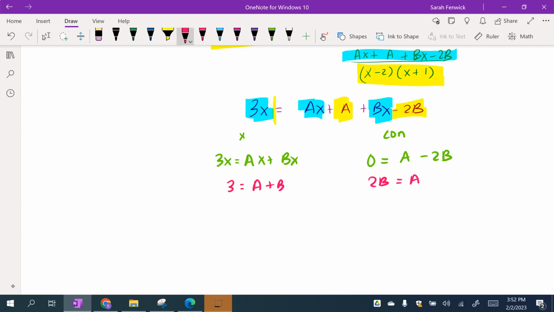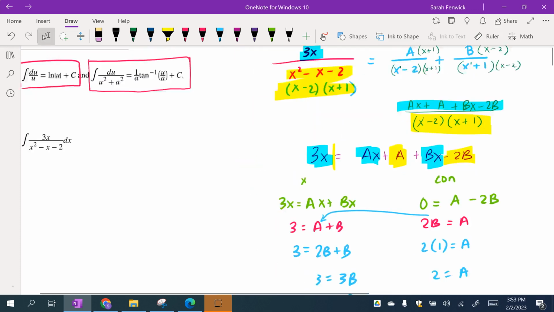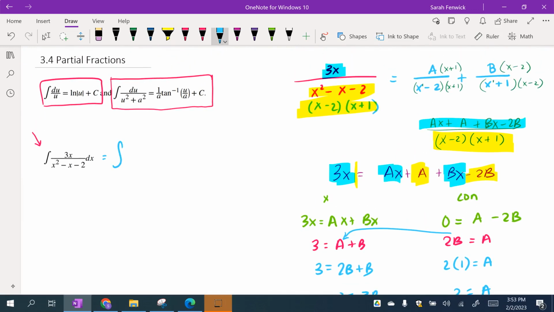We're working like this is a system of equations. So I'm going to put 2b right there. 3 equals 2b plus 1b. 3 equals 3b. So 1 is b. 2 times 1 is a. So 2 is a. Okay, so what does that do for us? If a is 2 and b is 1, then I can rewrite my problem now as the integral of a over x minus 2 plus b over x plus 1 dx.